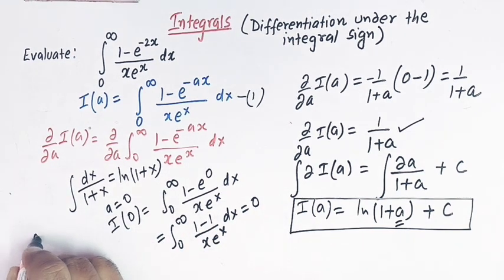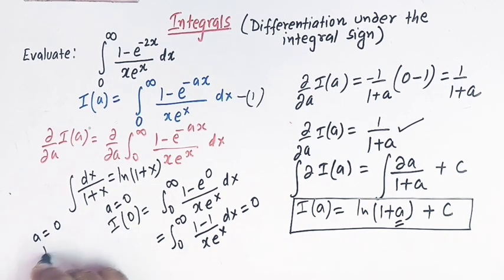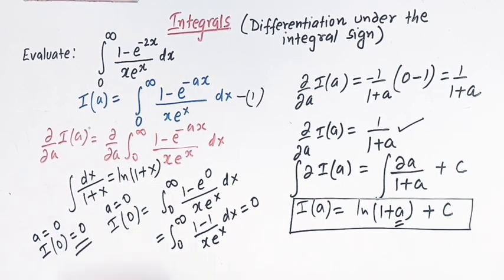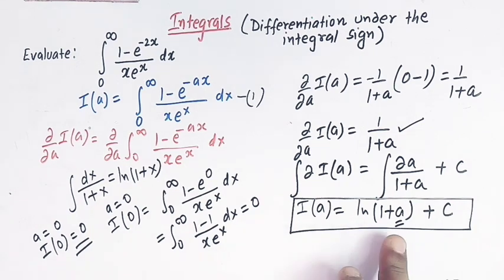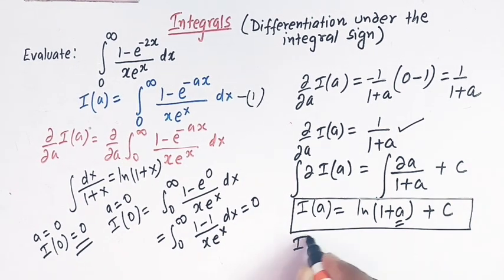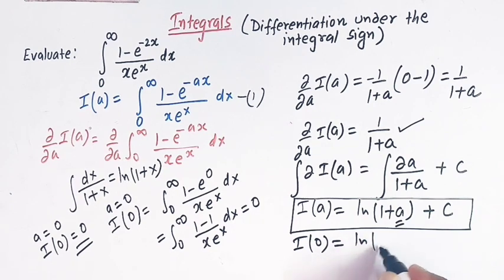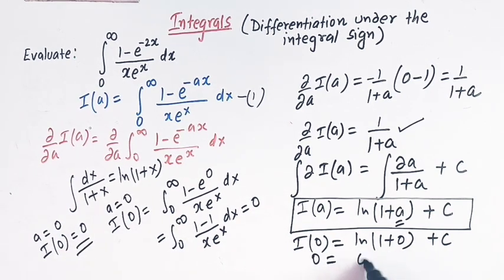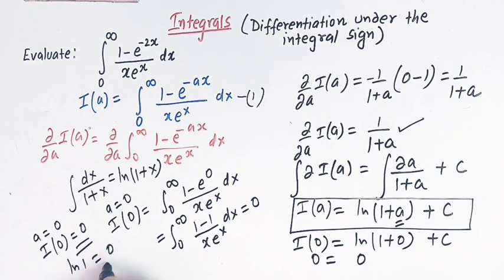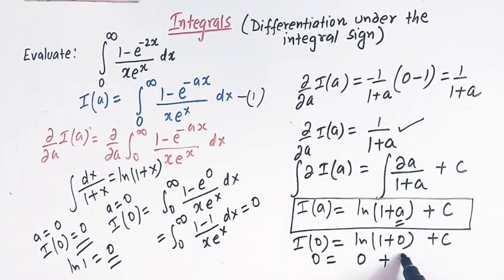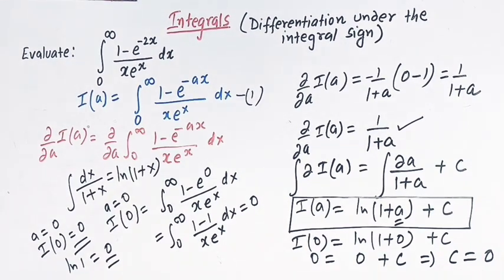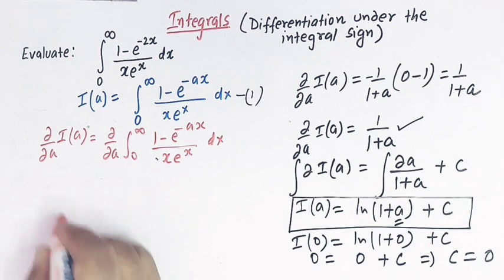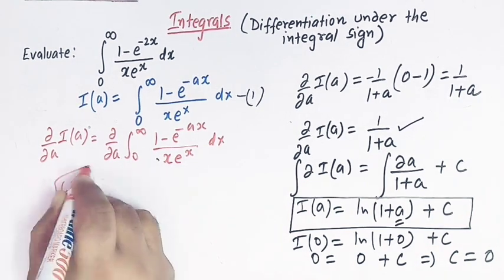So we get the condition that when a is 0, then I of 0 is 0, right? So applying this condition to this equation, we have I of 0 is equal to log of 1 plus 0 plus c. So I of 0 is 0 and the log of 1 is 0, because the log of 1 is equal to 0, and here we have c. So this implies that c is equal to 0, right? So now we have obtained c is equal to 0.